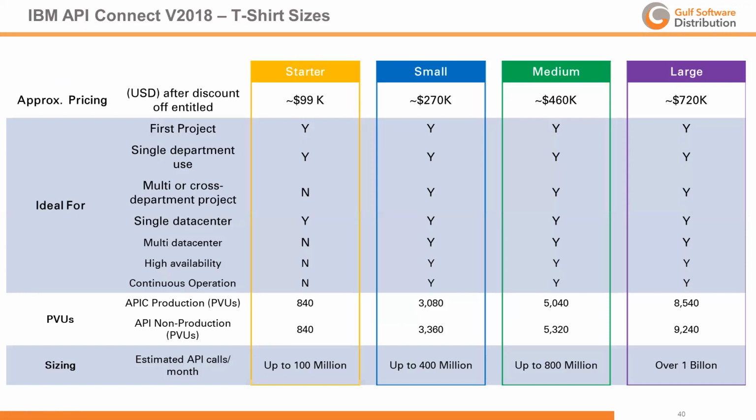numbers. This is again IBM's view of how much a first API implementation project would cost, including the implementation services, which is a very generous number. But having said that, in this region, anywhere between 50K to 75K, including services, is what I'm thinking of when it comes to implementing the first API management initiative with any customer.